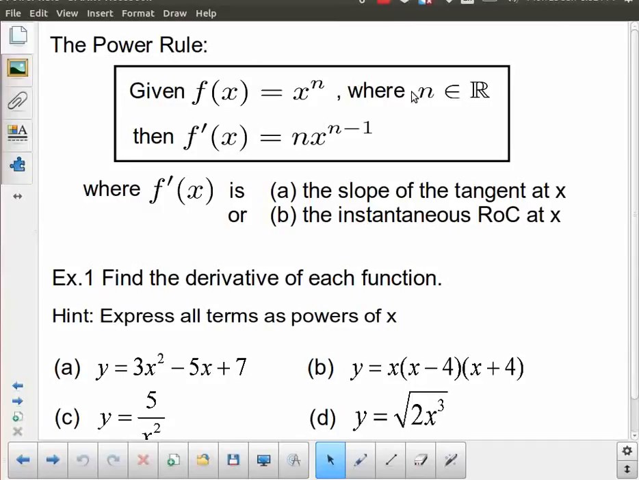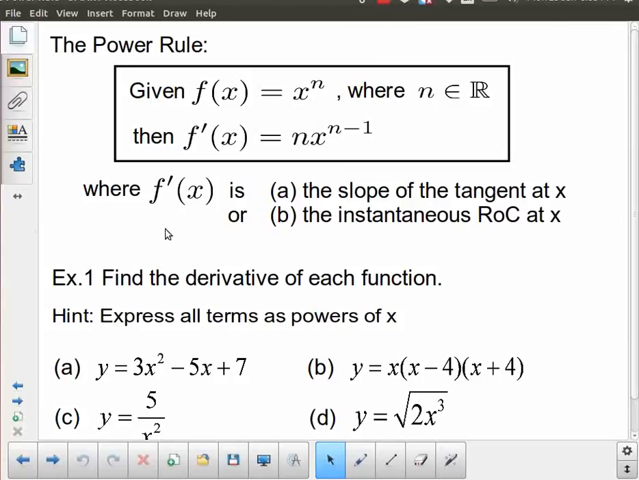If that's the case, then f prime of x works out to be n times x to the power n minus 1. So the rule to apply it is when you take the derivative, you take whatever's up here in the exponent and you multiply by it. And then you take whatever's in the exponent and you subtract 1. That's your new result. And this f prime of x is the derivative, but it is also the slope of the tangent. It is also the instantaneous rate of change.